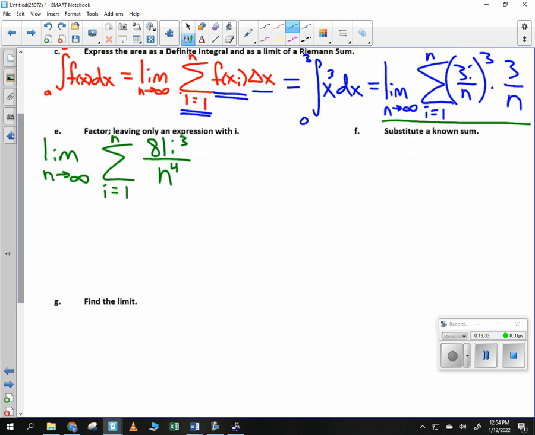The next step is to factor stuff out so you only have the I left. So what's going to be pulled out? What's not I in this situation? 81 over n to the 4. So I got the limit as n goes to infinity of the sum from I equals 1 to n. Put the 81 over 4.